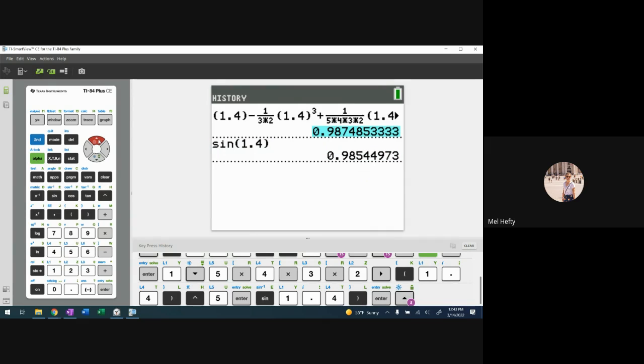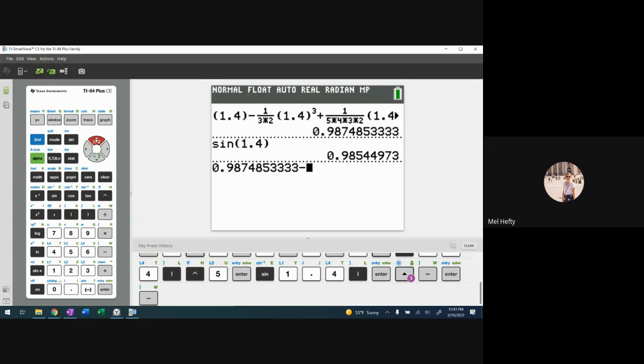Did you check that you were in degrees? In degrees or radians, sorry. I bet you didn't use parentheses around your denominator.